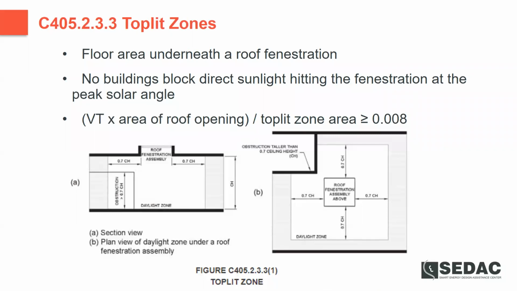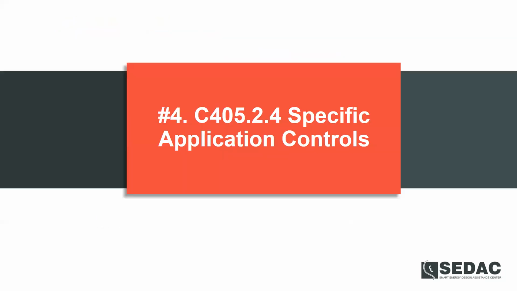Moving on to top-lit zones. Again, there's a handy diagram within the codebook that explains how to determine where your top-lit daylit zone is. So if you've got buildings that block direct sunlight coming through the fenestration, then you do not have a daylit zone there. And again, visible transmittance comes into play. So there's a specific equation there to determine whether you've got a daylit, top-lit zone within your space. And now we will hand back to Ryan to cover specific application controls.